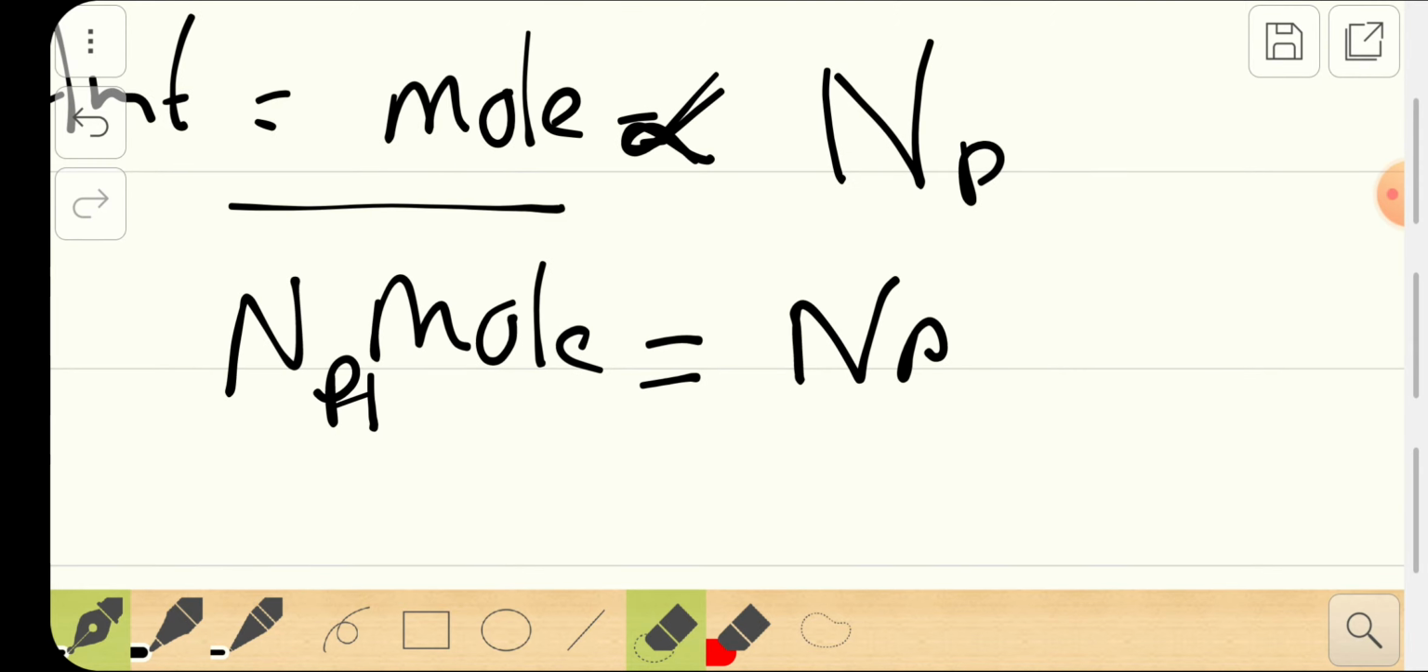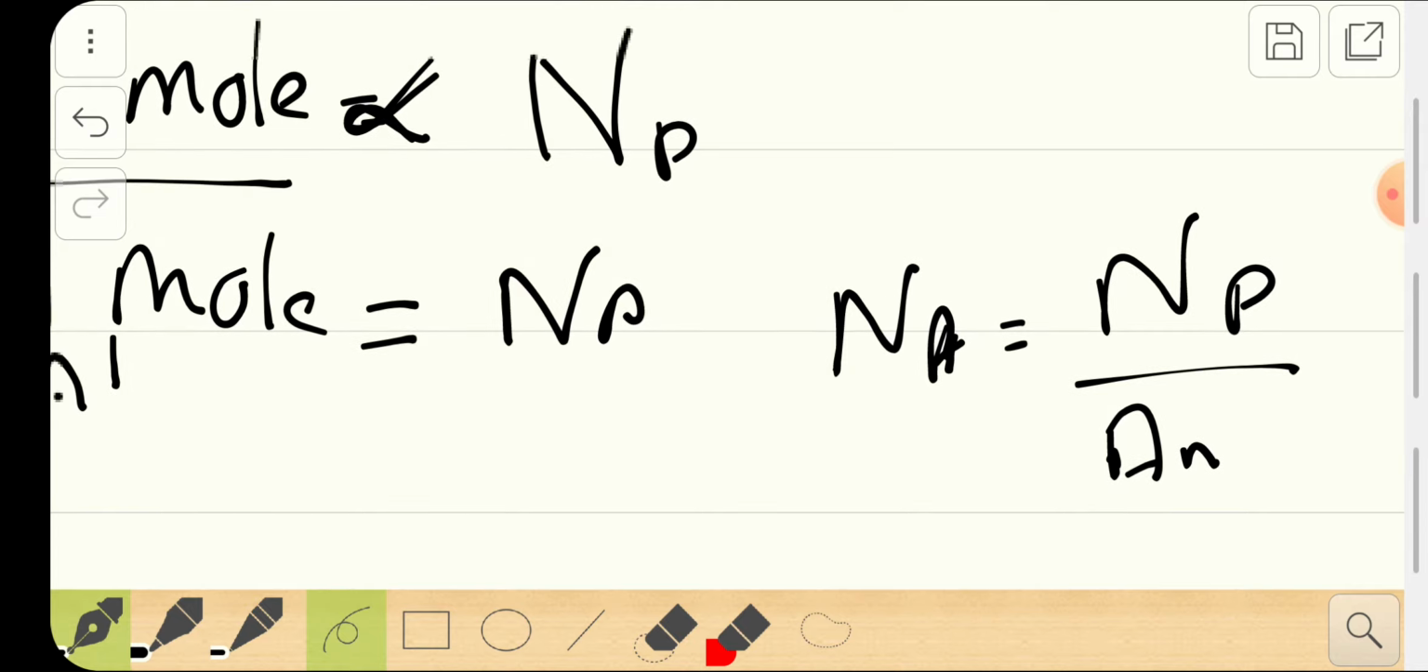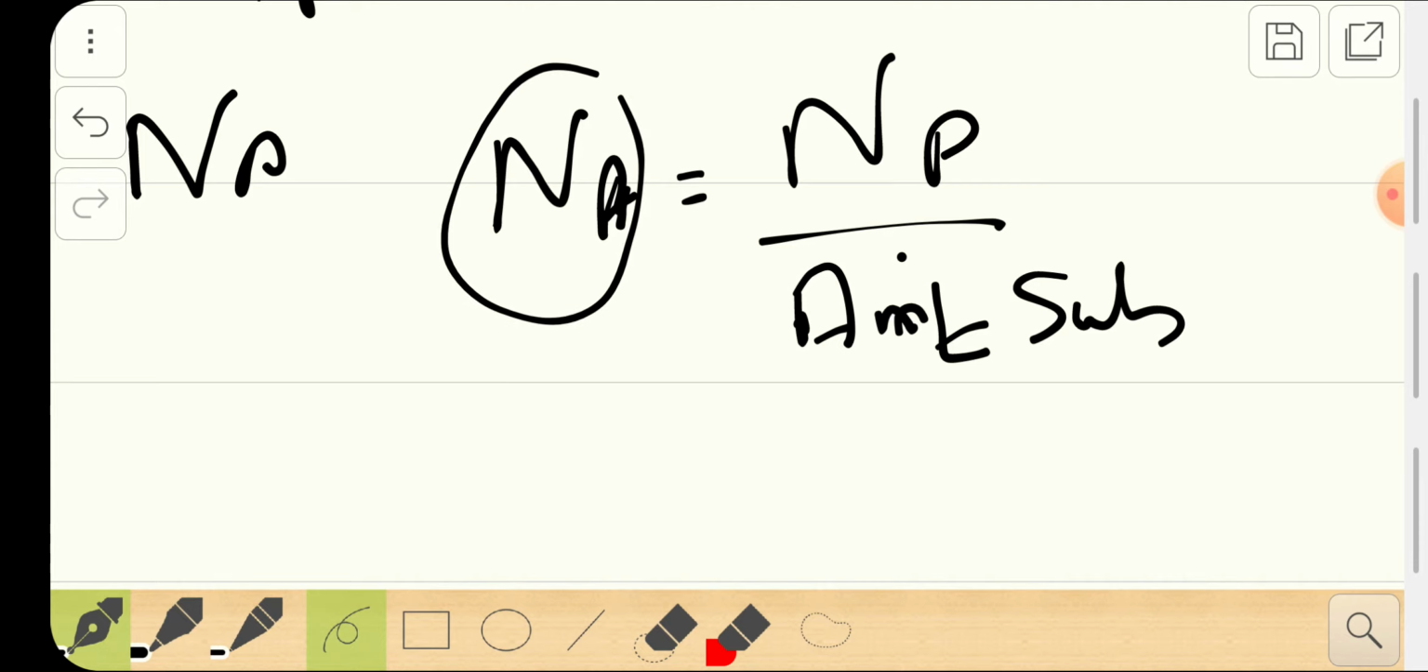This constant Na is called the Avogadro number. So Na by definition is the total number of particles divided by the total amount of substance in moles. So that's the number of particles present in one unit system. That's called Avogadro number. So the total amount of particles inside one system. I want you to be clear about that.